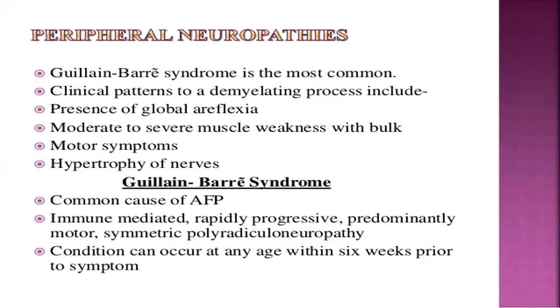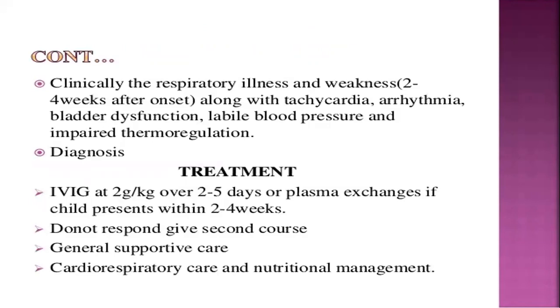So let's talk about Guillain-Barré or GBS syndrome, which is a common cause of acute flaccid paralysis. The second most common cause is polio. This is an immune-mediated, rapidly progressive, predominantly motor polyradiculopathy. The condition may occur at any age, within 6 weeks prior to symptoms. Clinically, respiratory illness and weakness appear 2 weeks to 4 weeks after onset, along with tachycardia, arrhythmia, bladder dysfunction, labile blood pressure, and impaired thermoregulation.